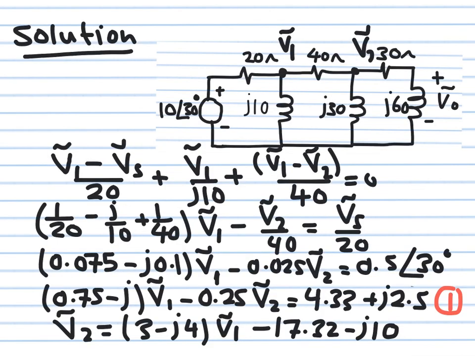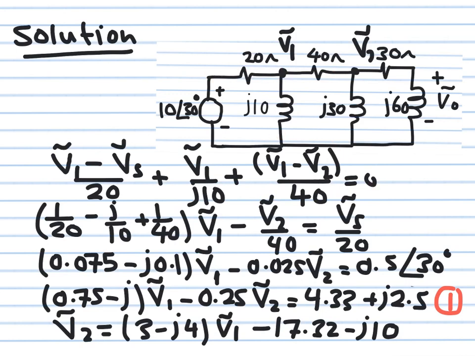For the first node, this one here, the sum of all currents flowing out from this node is equal to 0. This current flowing in the outward direction is V1 minus the source divided by 20 ohm, so this is this term here. This current, which is flowing out from this node, or at least its reference is flowing out, is V1 tilde divided by J10, which is this term here. This current in the outward direction from the first node is V1 minus V2 divided by 40 ohm. The sum of all these three currents must be equal to 0.